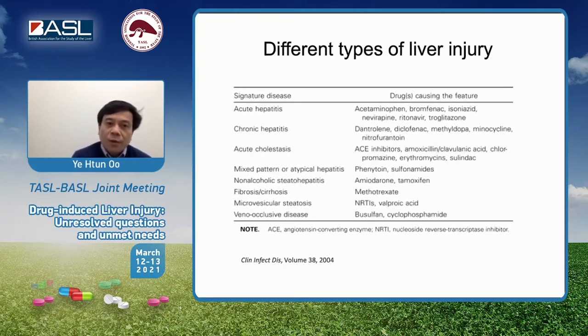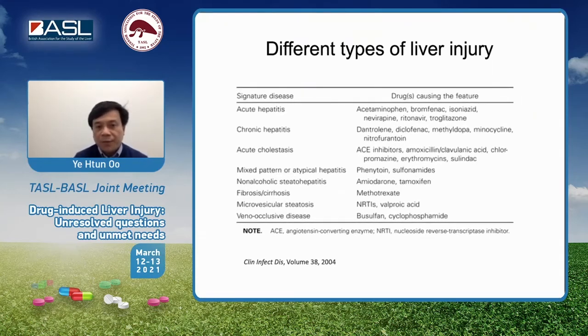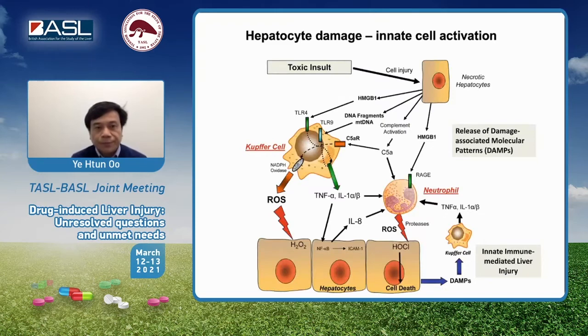So we already heard from the previous speakers that there will be different types of liver injury. Some DILI presents with acute hepatitis. There are some drugs which can present with a delayed reaction, and some medications can present with an obstructive injury. Some drugs can cause a fibrosis type rather than a hepatic type, and some drugs can cause veno-occlusive disease. So DILI can present with different types of liver injury.